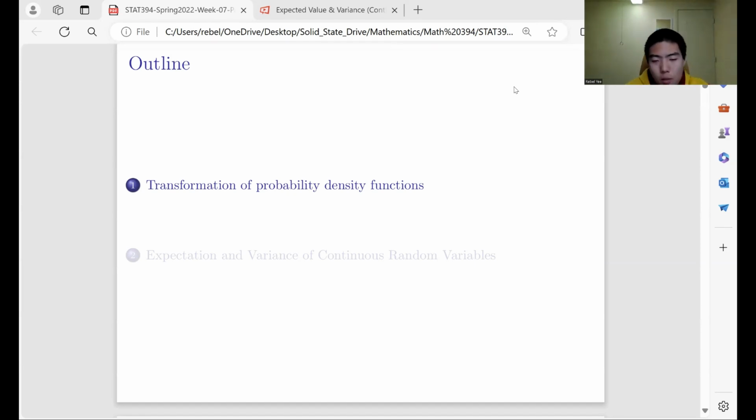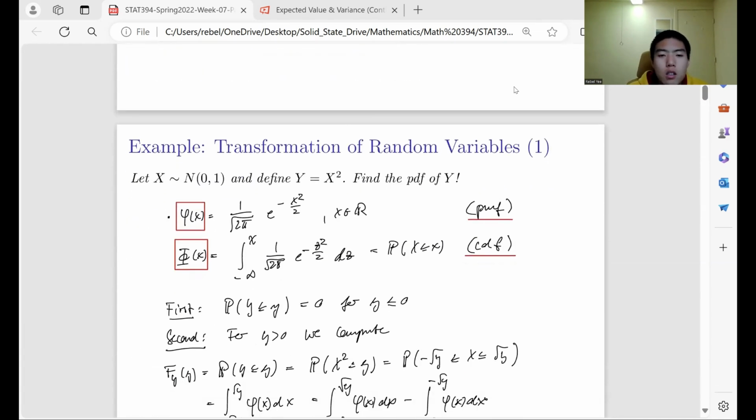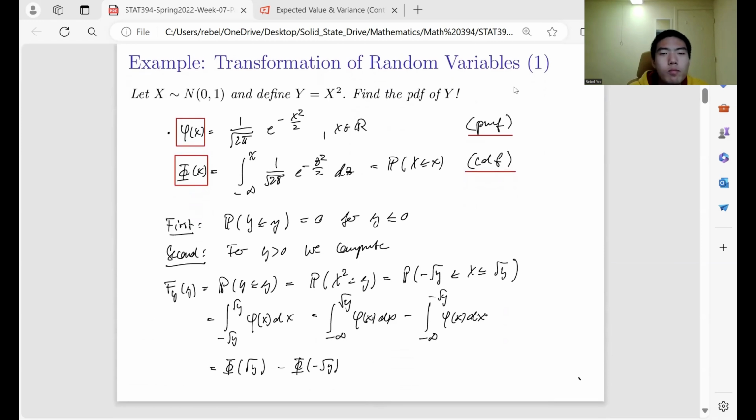So last time we talked about continuous random variables. This class, there are two topics. First, the transformation of random variables, and also the continuous versions of expectation and variance of random variables. So first, let's see one example.